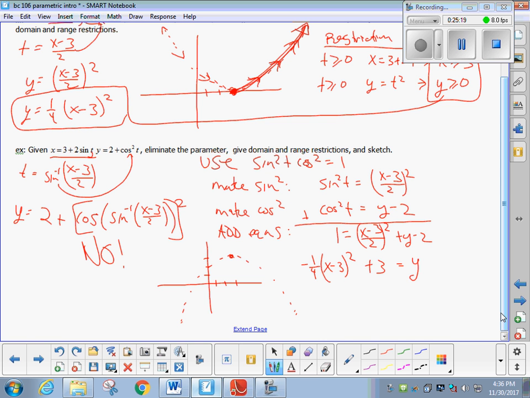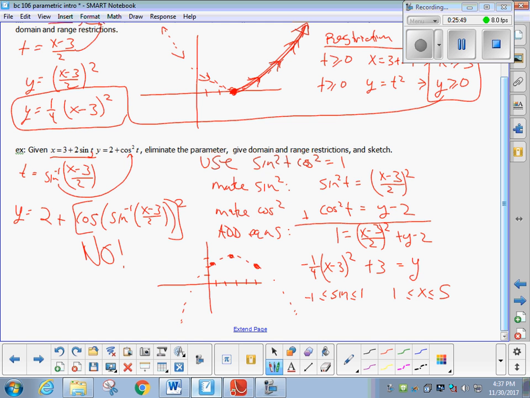Let's do the restrictions. I know that sine is between -1 and 1. Now, if sine is between -1 and 1, then x, as a consequence, would have to be between 3 minus 2, or 1, and 3 plus 2, or 5. So I'm not going to get this whole equation. I'm only going to get from 1 to 5.